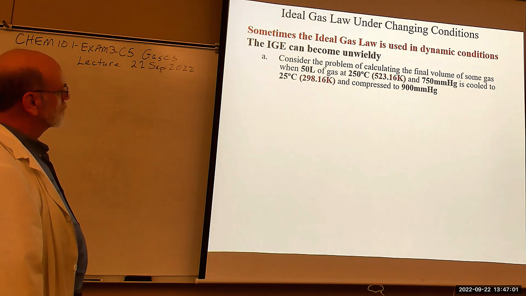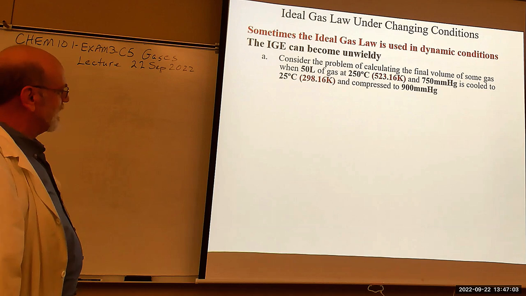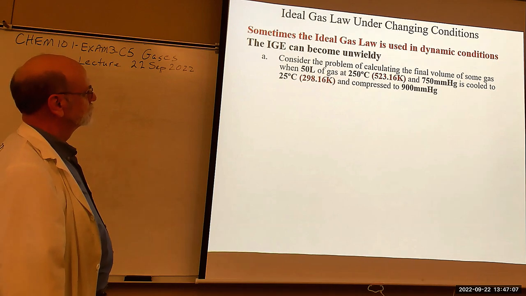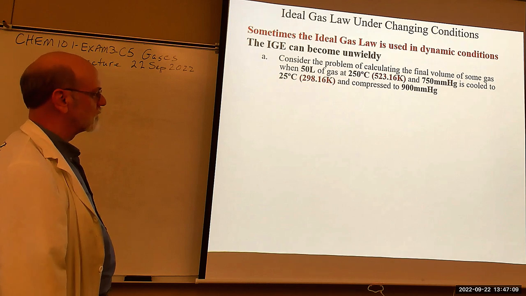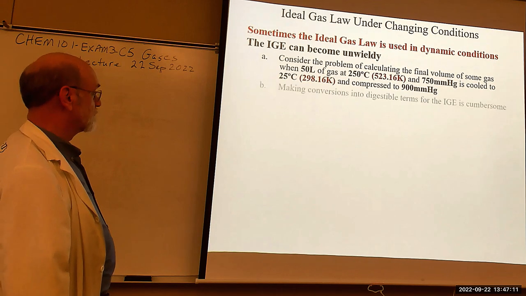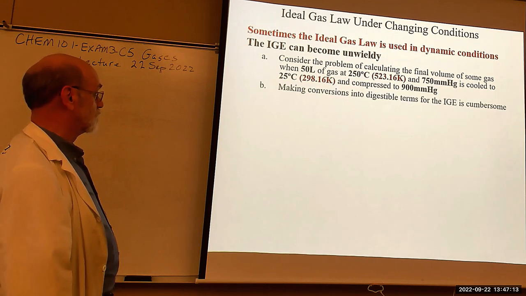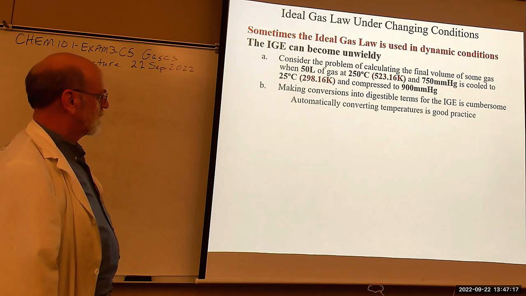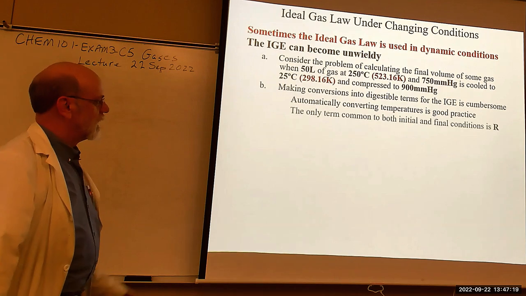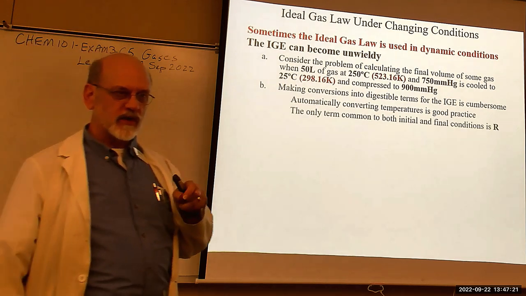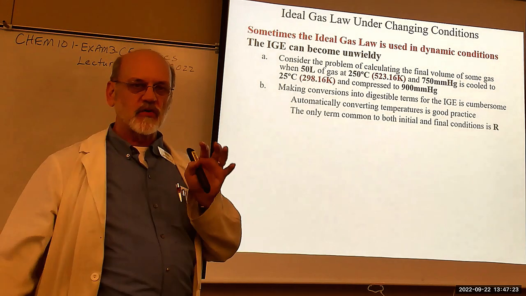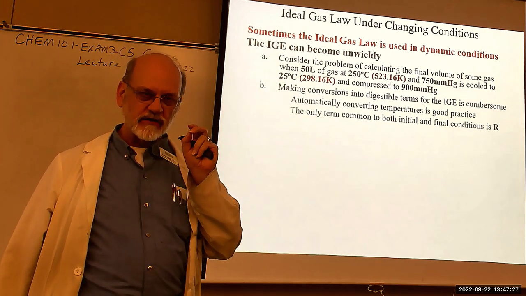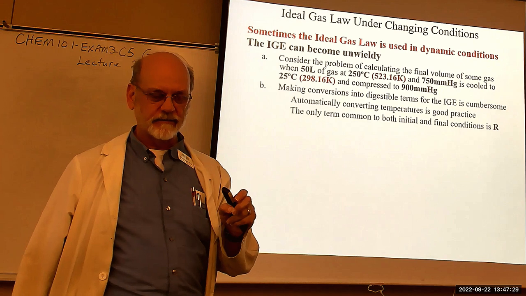So the ideal gas equation, the IGE, can be difficult to use sometimes. Sometimes it's the only way to get where you need to go. One thing that you ought to do when you're working with gases is be sure, if you do nothing else, first step, change temperatures into Kelvin.